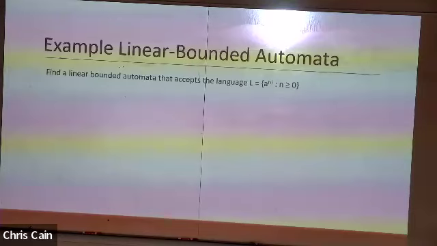So I'll give you a hint. Yes, this is linear bounded. And you would want to use exactly 2 tracks. What would go on the second track?